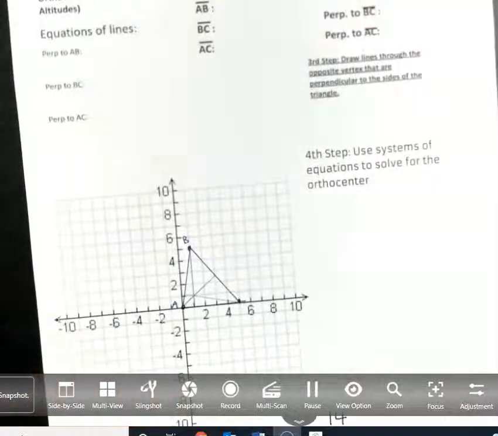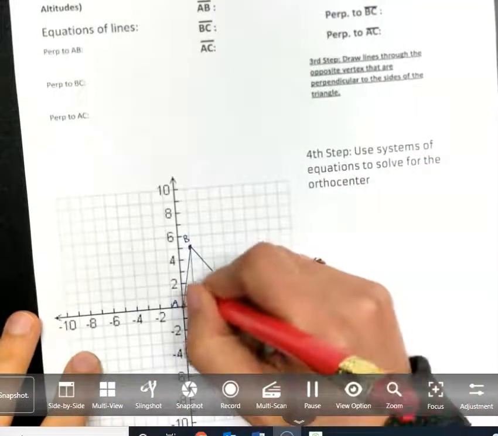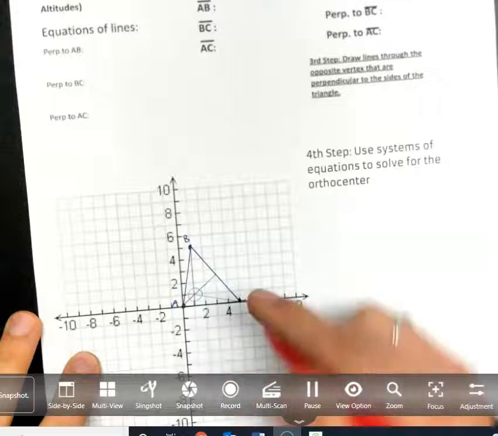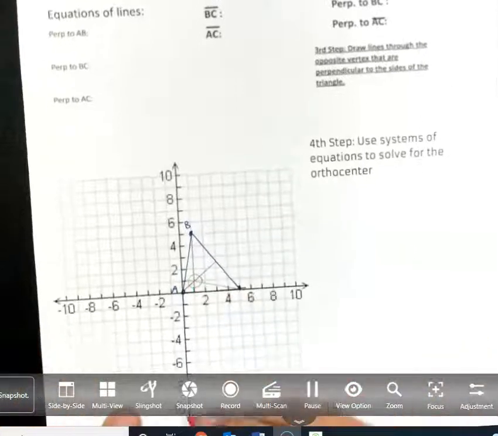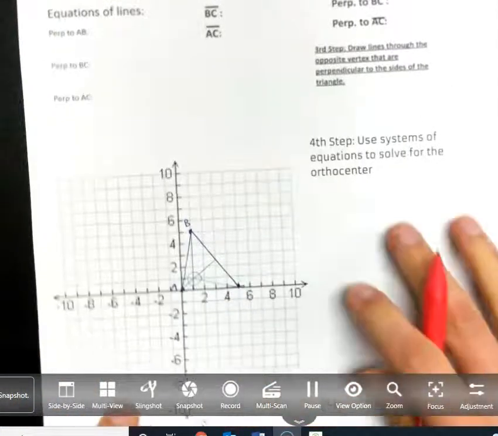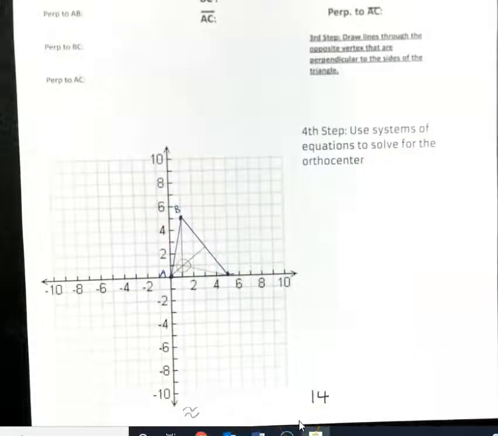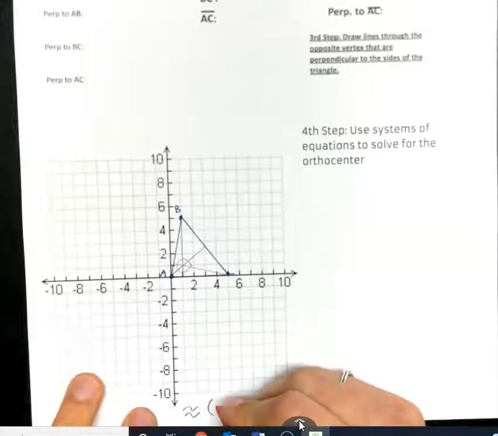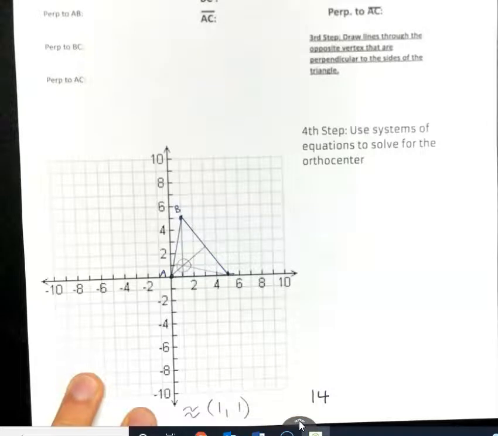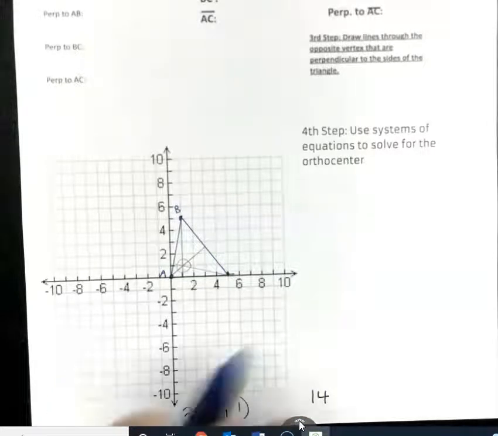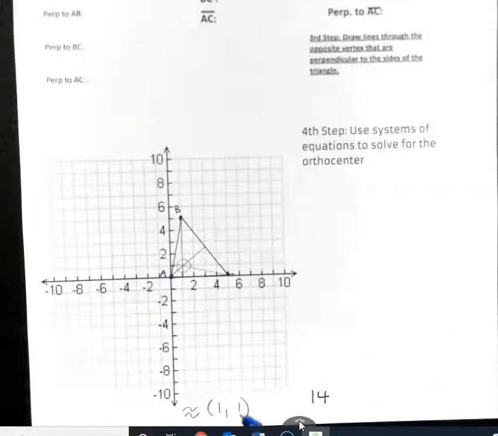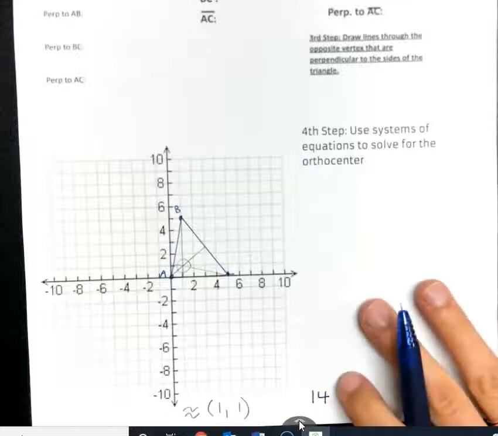So if I had to use an approximation for the orthocenter, it would be right here, and that's at about 1, 1, right? So my estimate is 1, 1, okay? So if we get something close to that, we know we did our math right. If we get something that's way different from that, then we did something wrong with our math, okay?